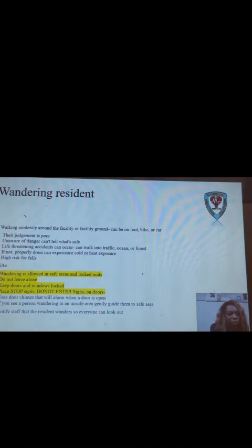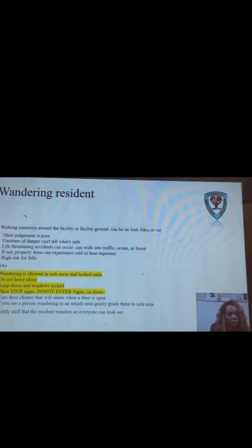You want to keep doors and windows locked. And some things that you can do to help reorient that wandering resident is to place stop signs on doors or do not enter signs on doors. You want to use door chimes that would alarm when the door is open. That way you know if the wandering resident is trying to elope, because that door chime will alarm. And elope means to wander outside of the facility.